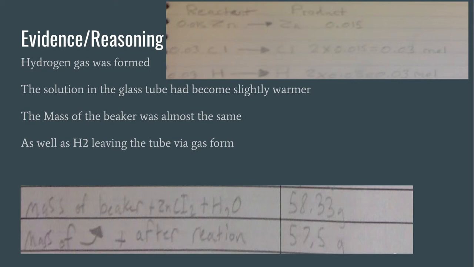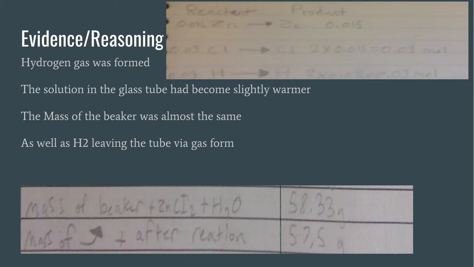Evidence/reasoning. Hydrogen gas was formed and noticed by the odor and constant bubbles, as well as H2 leaving the tube in gas form. The mass of the beaker was almost the same. This is due to evaporation of the water, causing the beaker to lose some of its overall weight.